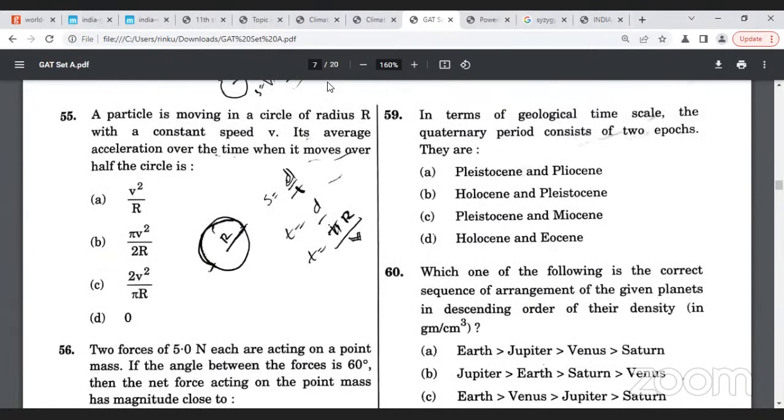In terms of geological timescale, the Quaternary period consists of 2 epochs, and they are... This is a very statistical question. This is not a concept-based question at all. You need to know what the Quaternary period consists of, and it consists of 2 epochs, Pleistocene and Holocene. Answer option B. That is your answer. Holocene and Pleistocene.